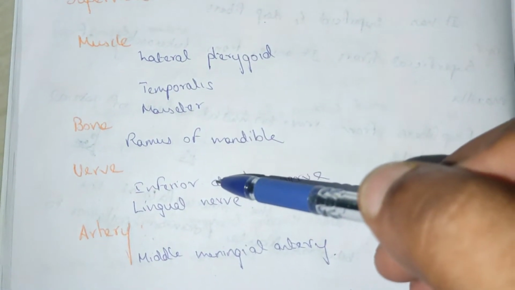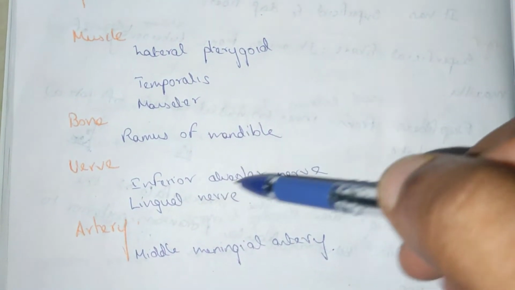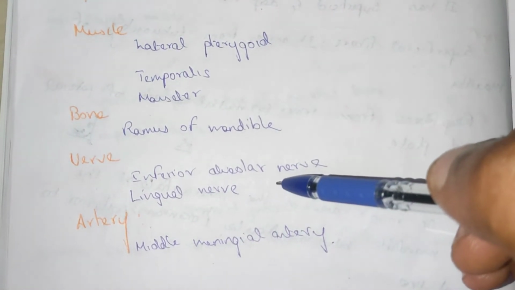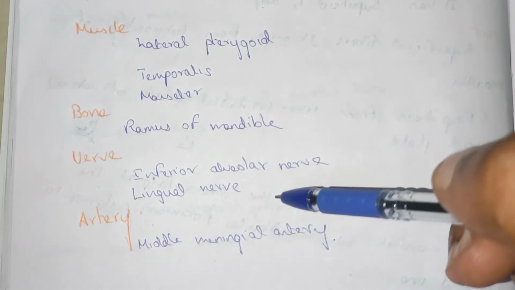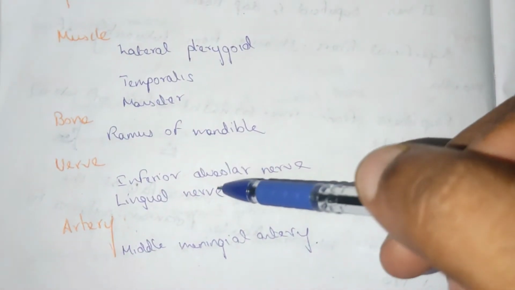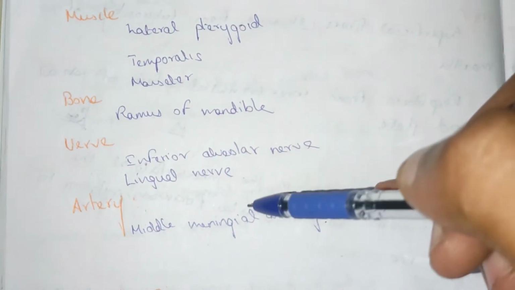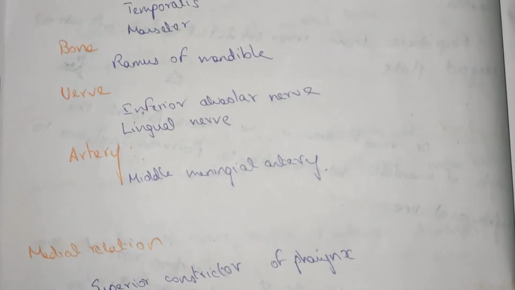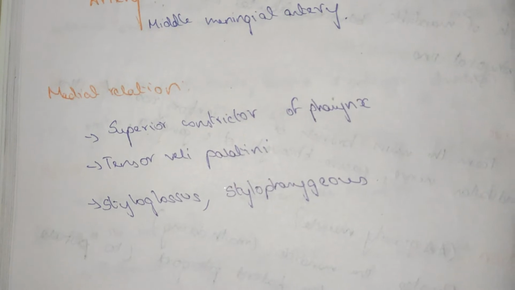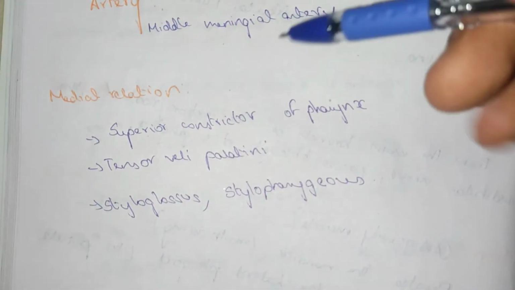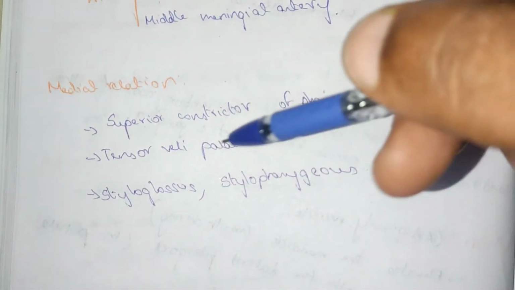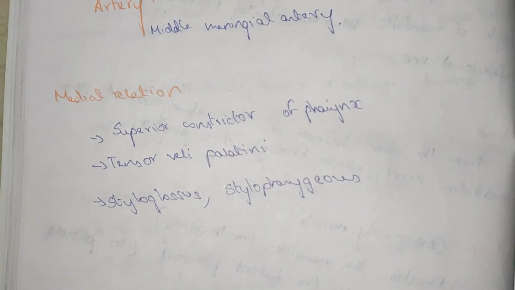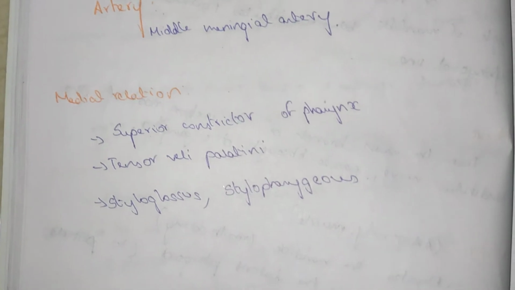Bone is the ramus of the mandible. Nerve is the inferior alveolar nerve, because the insertion area is near the mandibular foramen, so the inferior alveolar nerve travels to the mandibular foramen, as well as the lingual nerve, because the tongue is on the inner part of the mandible. Artery: the middle meningeal artery. Medial relations are the superior constrictor of the pharynx, tensor veli palatini, styloglossus as well as stylopharyngeus. These are the medial relations of the medial pterygoid.